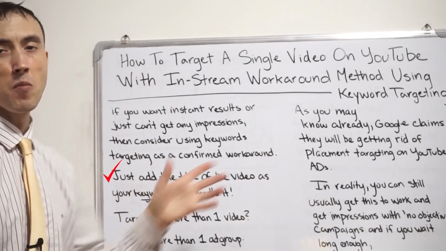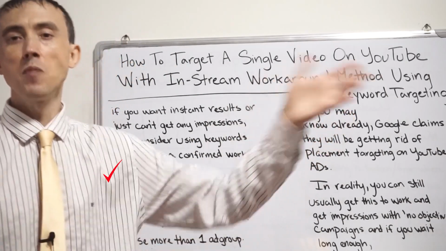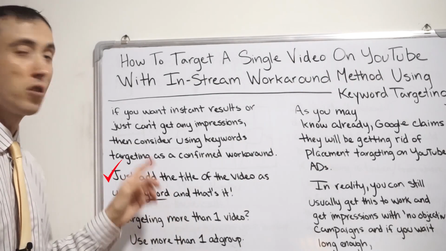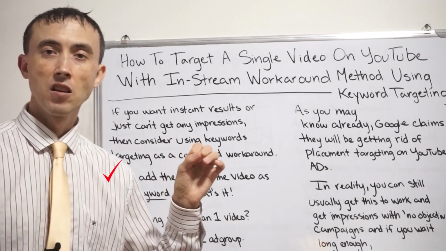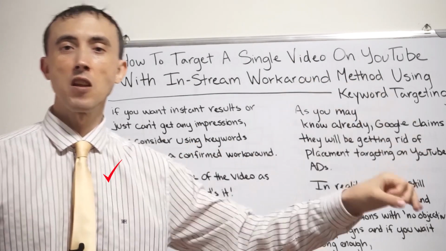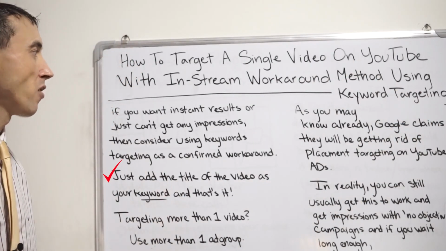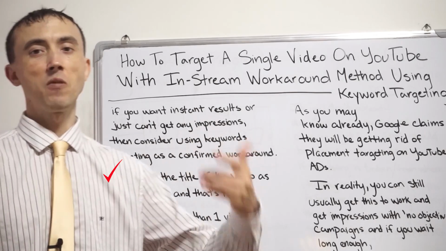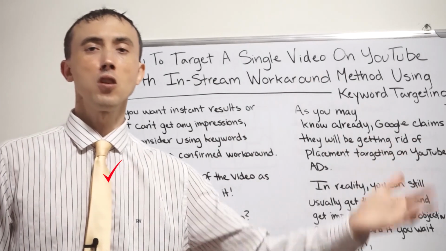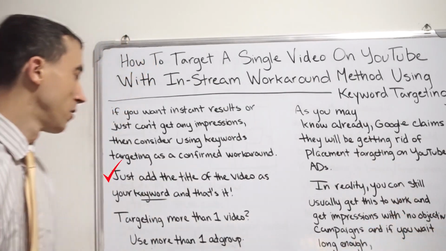So anyway, for the most part, 80% of you guys will do rather well by targeting keywords that match the titles of the videos that you want your video ads to show up on. That's your workaround to doing placements targeting, to achieve essentially what placements targeting used to do without any trouble.